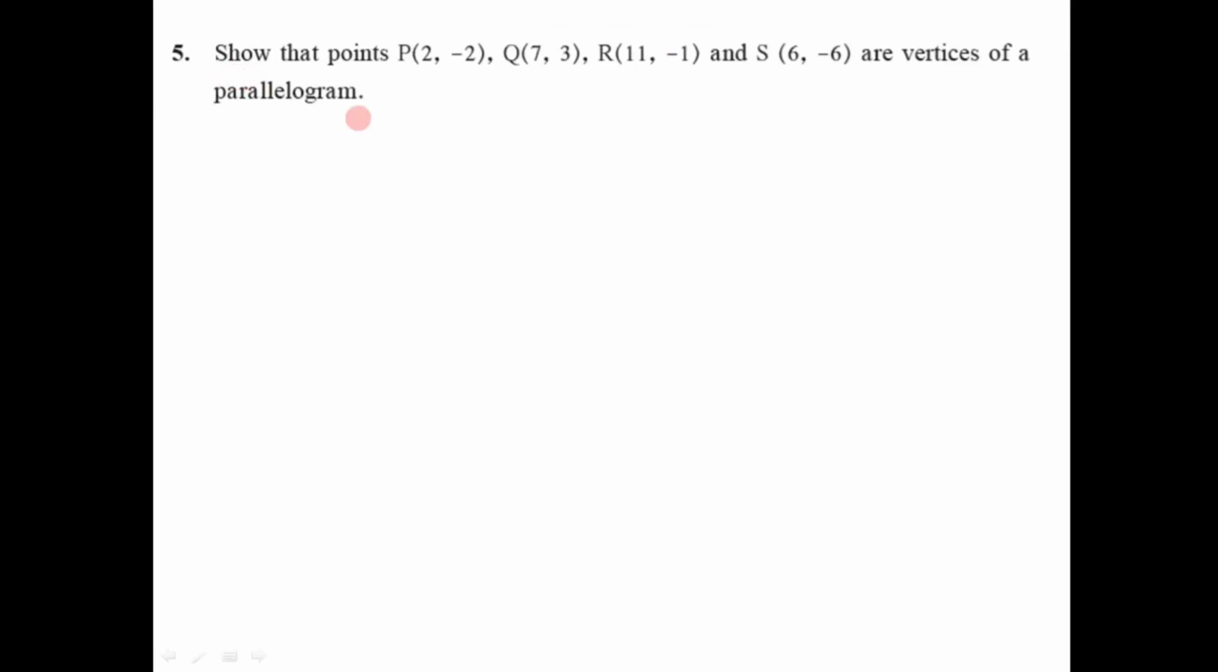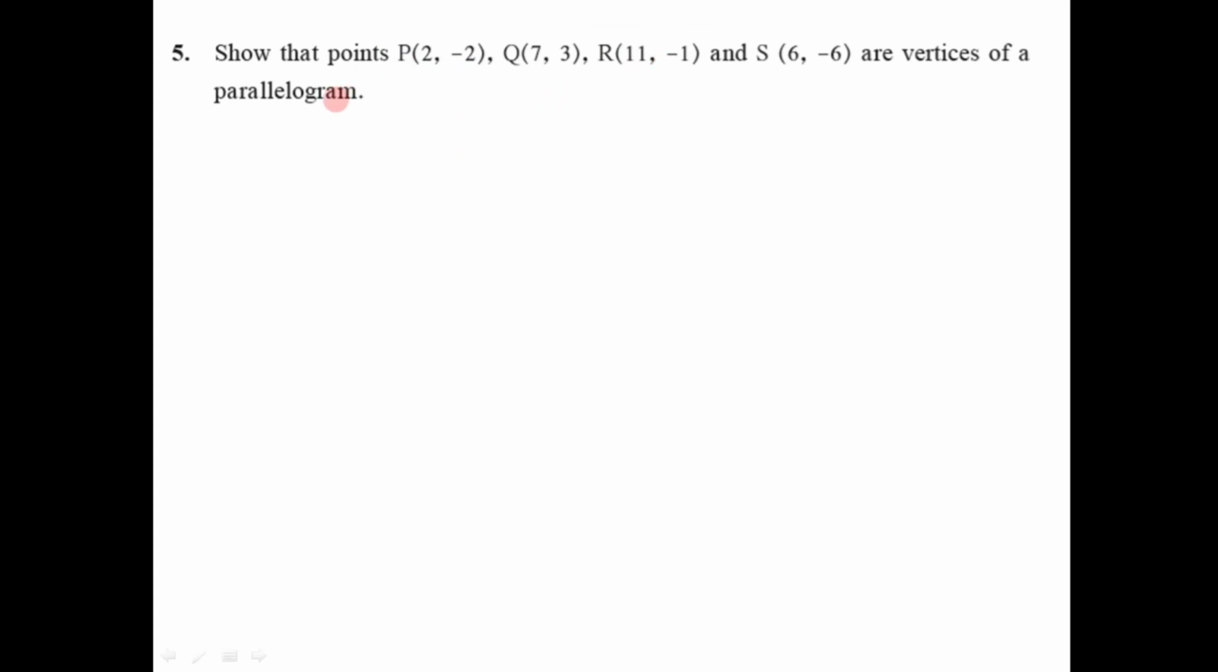Now let us consider the next question. Show that the points P(2, minus 2), Q(7, 3), R(11, minus 1) and S(6, minus 6) are the vertices of a parallelogram. So these are the 4 points given P, Q, R, S. We have to decide whether these are the vertices of a parallelogram or not.